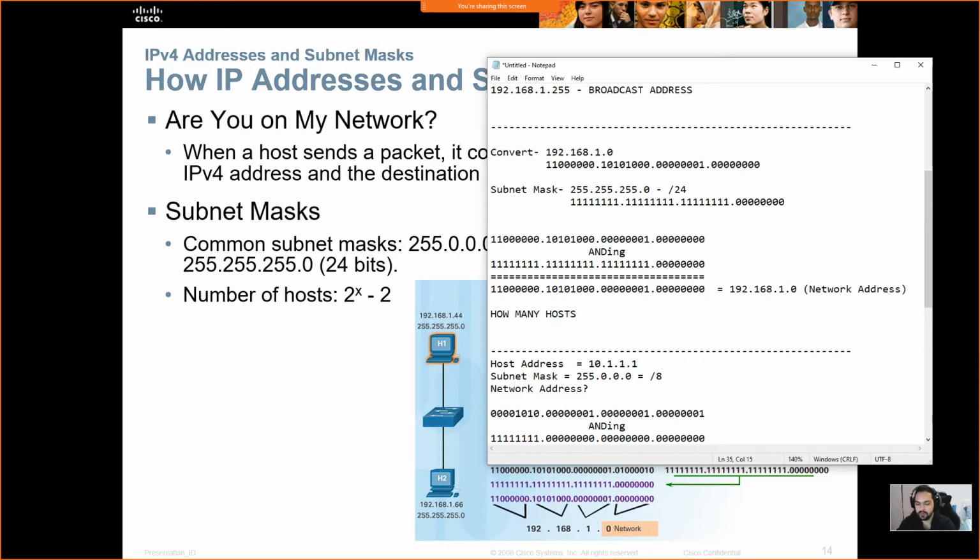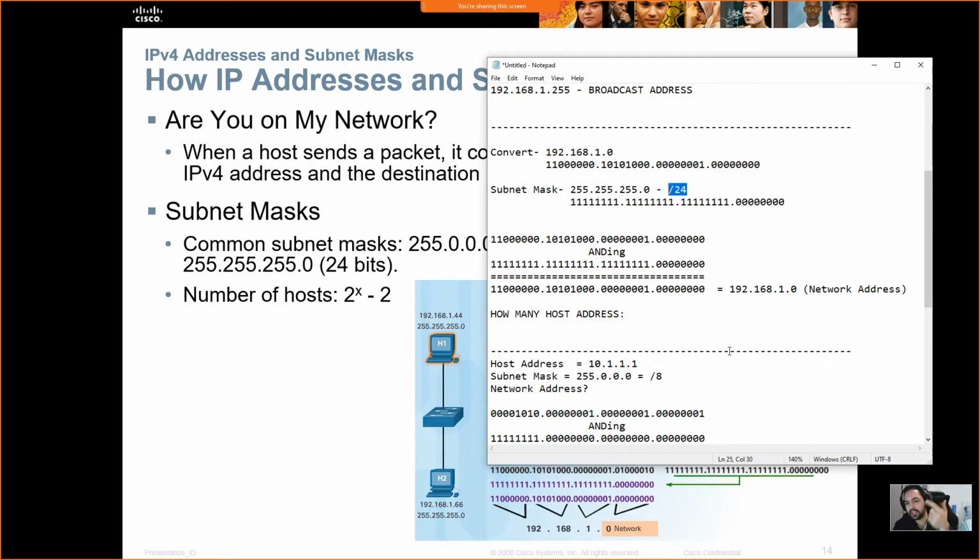How many host addresses can we have in here? So we need to do the calculation. 2 to the power of x, where x is the number of bits for the hosts. We notice that we have 24 bits for the network, so we are left with 8 bits that we can assign for the hosts. We need to do the calculations. 2 to the power of 8, 256 addresses.